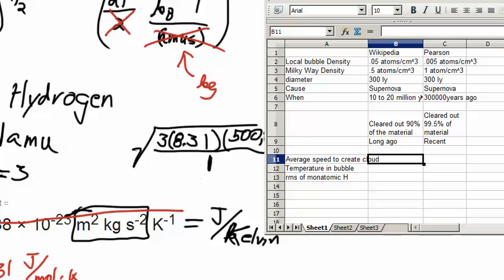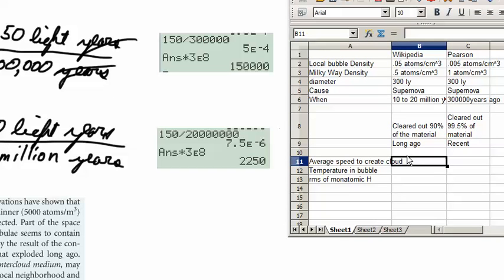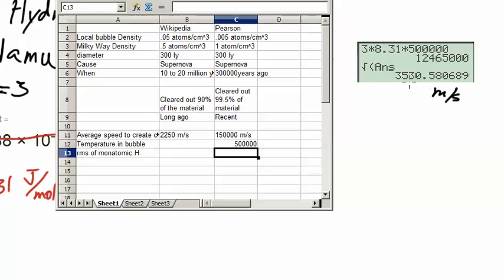The average speed to create the cloud, according to the Wikipedia article, is only 2,250 meters per second, while the average speed, according to the Pearson, was 150,000 meters per second. Meanwhile, the temperature of the bubble was given in Pearson to be 500,000 Kelvin, and the root mean squared speed of monatomic hydrogen in that case came out to be, here we have, 3,530 meters per second.